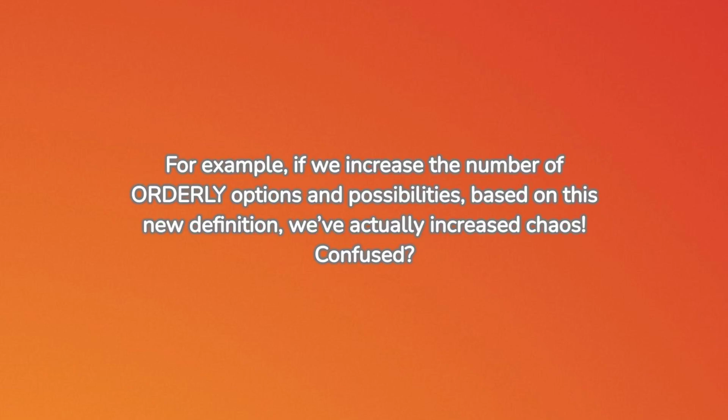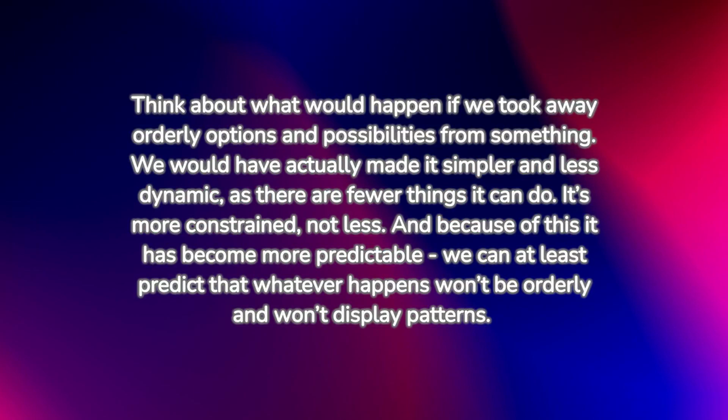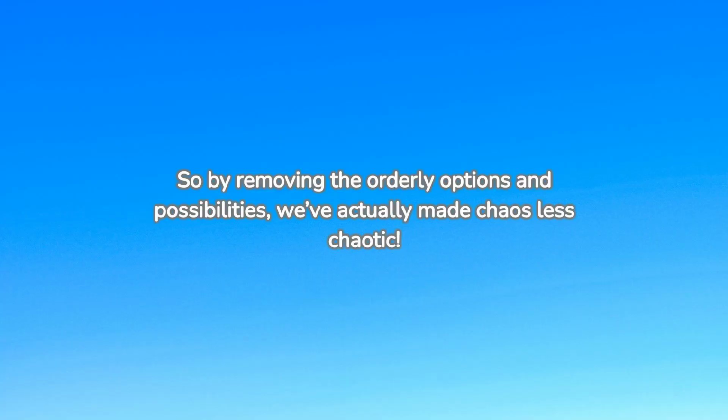For example, if we increase the number of orderly options and possibilities, based on this new definition, we've actually increased chaos. Confused? Think about what would happen if we took away orderly options and possibilities from something. We would have actually made it simpler and less dynamic, as there are fewer things it can do. It's more constrained, not less. And because of this, it has become more predictable. We can at least predict that whatever happens won't be orderly and won't display patterns. So, by removing the orderly options and possibilities, we actually made chaos less chaotic.